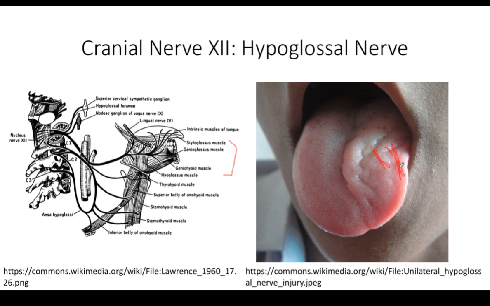So that's unilateral damage. If they have bilateral damage to both branches of this nerve, they will not be able to protrude their tongue out of their oral cavity at all, which will again create impaired swallowing. It will create impaired speech, and so on, due to the inability to control tongue movements.